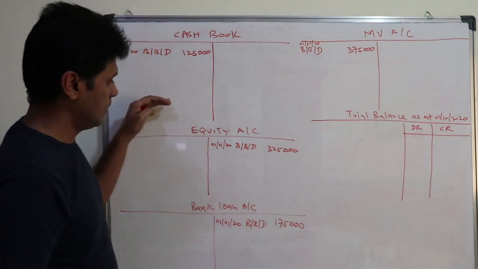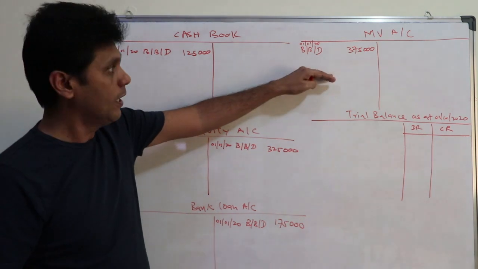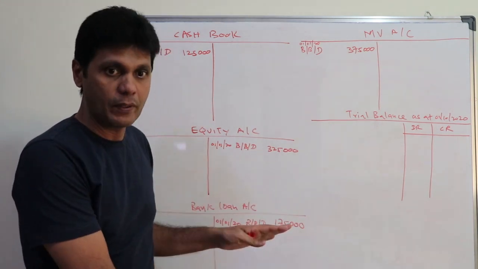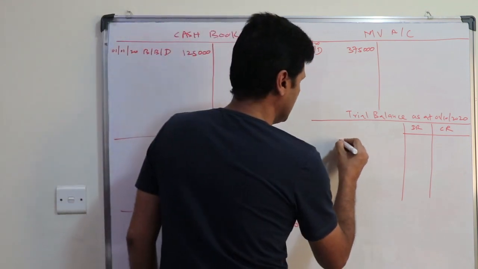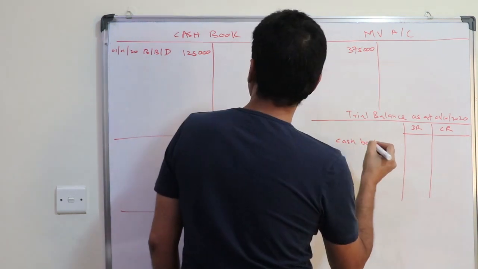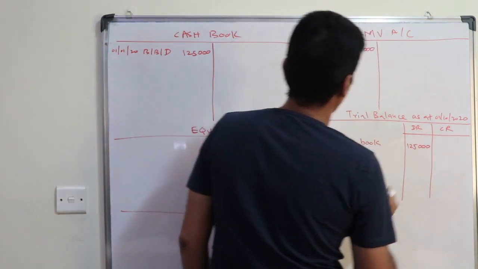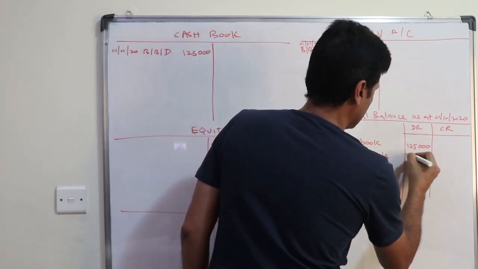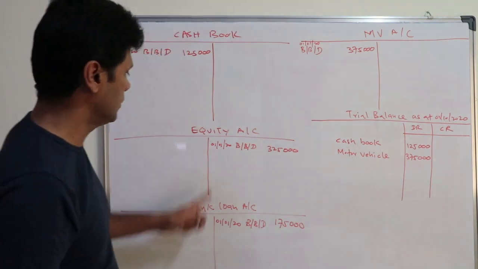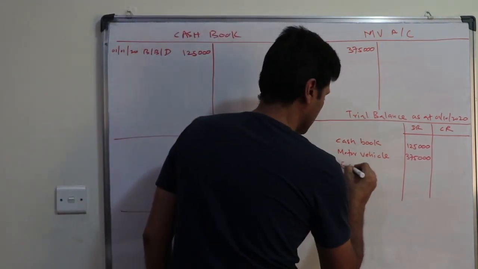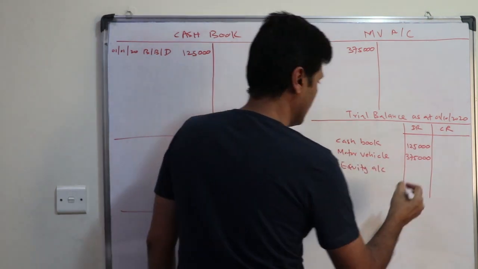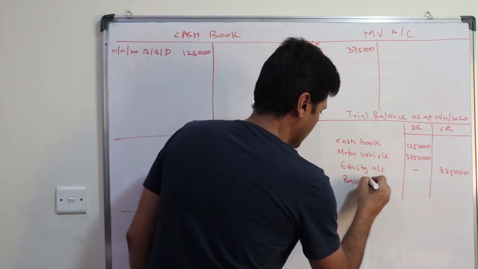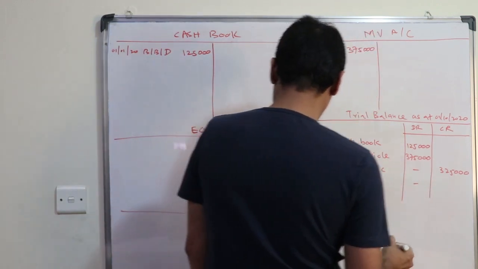These are the ledger balances, the opening balances. We'll extract the trial balance as at 1st January 2020. First, we'll take the opening trial balance. The cash book balance is a debit of 125,000. Then we have the motor vehicle account, a debit balance of 375,000. Then we have the equity account, a credit balance of 325,000, and the bank loan account, 175,000.